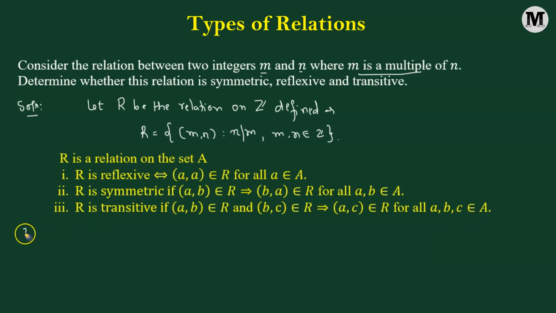Let's start with the first one. Let's check whether our given relation R is reflexive or not. For this, we're going to consider an element. Let's say the element is x, where x belongs to the set of integers and x is an arbitrary element, such that the ordered pair (x, x) belonging to the relation R should mean that x divides x.